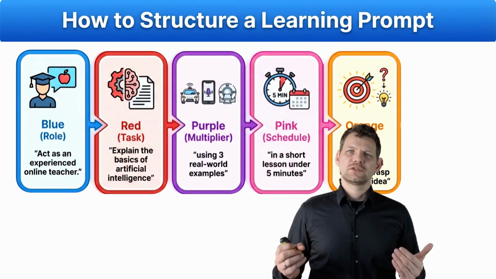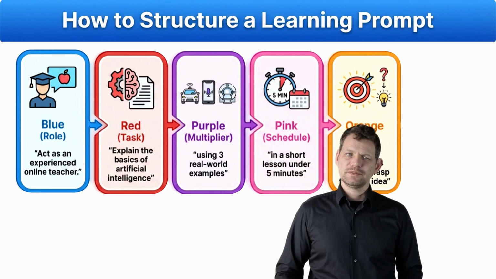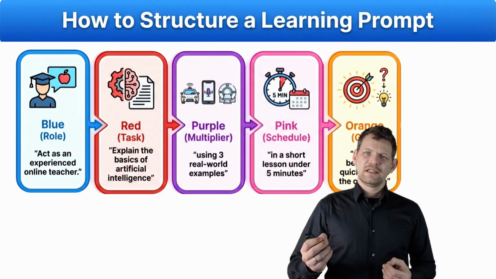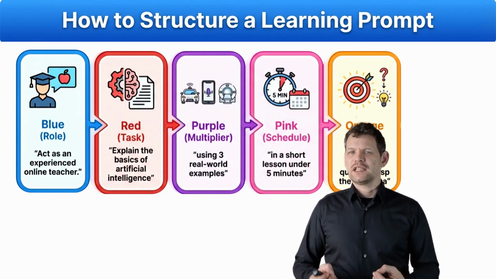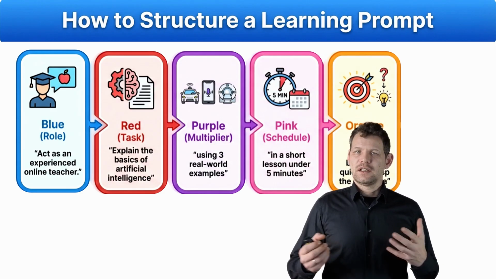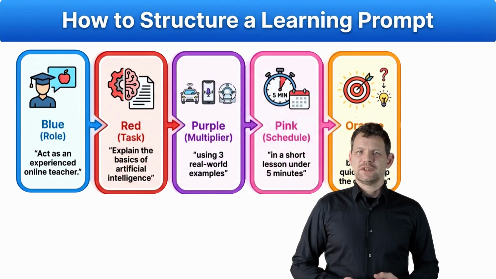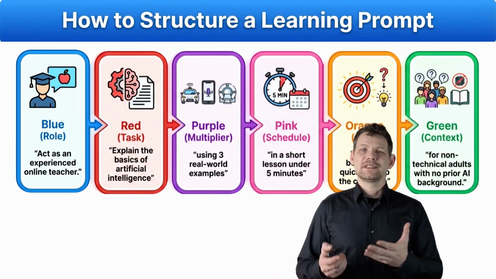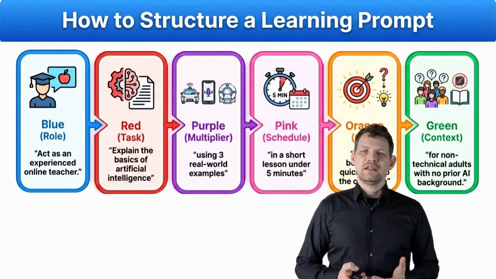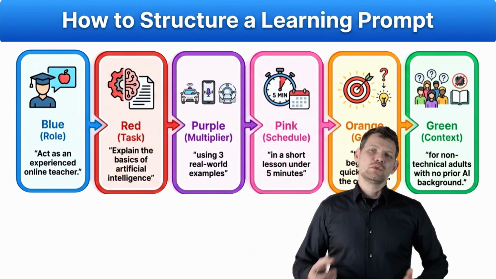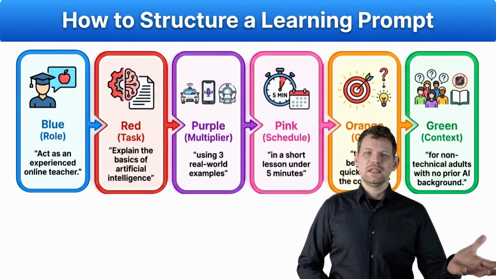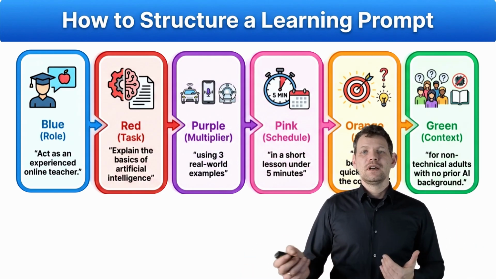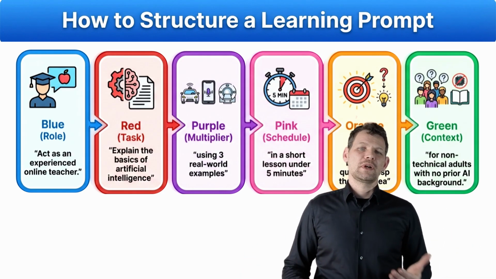So the goal is to make this 5-minute presentation using 3 real-world examples to quickly get the audience to grasp the core idea of the basics of artificial intelligence. And then the last thing in this prompt is that it's for non-technical adults. So that changes everything, right? Are we talking to someone who knows about AI? Are we talking to children? Are we talking to adults? Are we talking to someone who has no prior AI background?